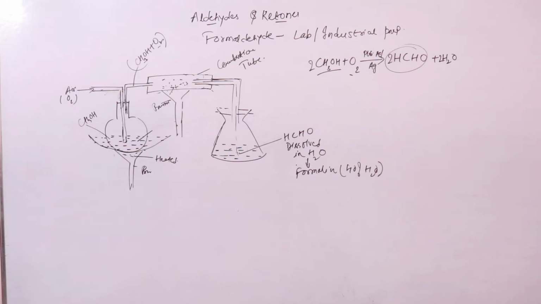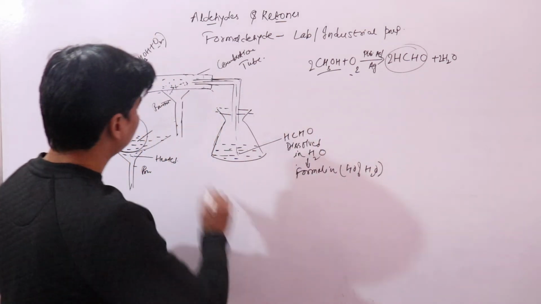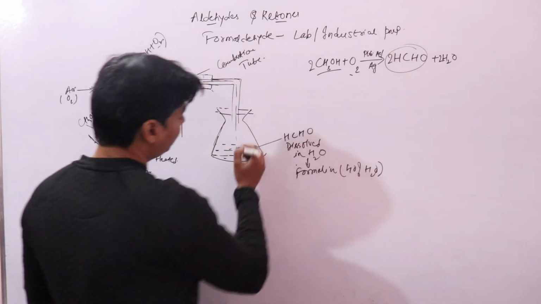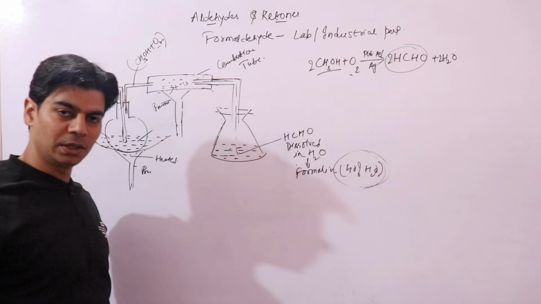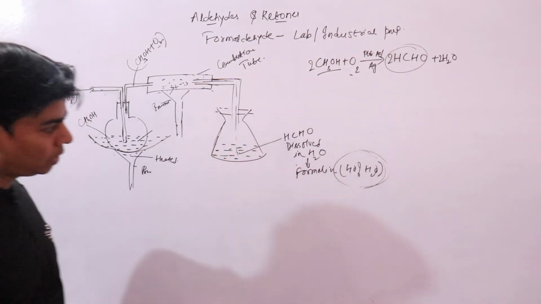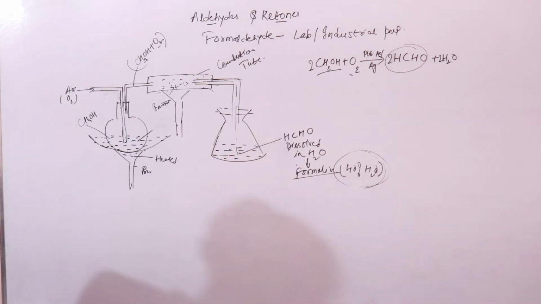The aqueous solution of formaldehyde obtained contains 40% formaldehyde and is known as formalin, right? Like I said, this formaldehyde that gets formed is absorbed in water, and 40% formaldehyde solution in water is known as formalin. So this is how formaldehyde is prepared in the lab.